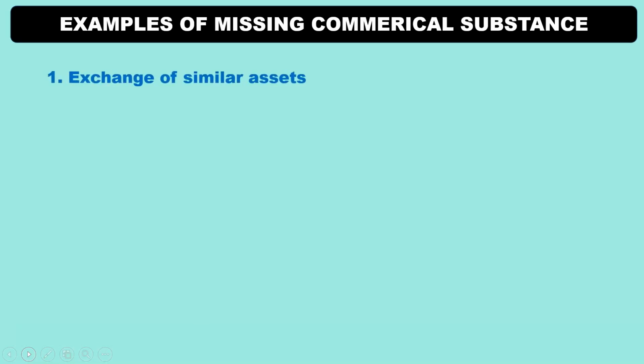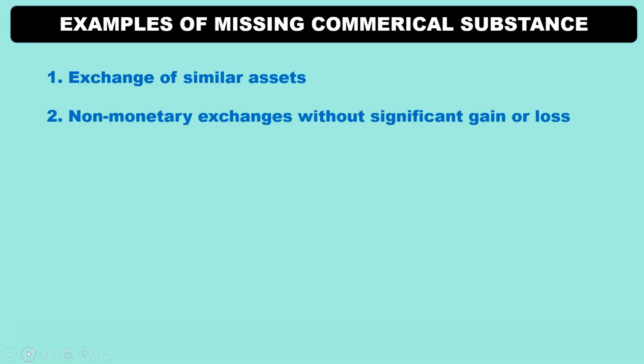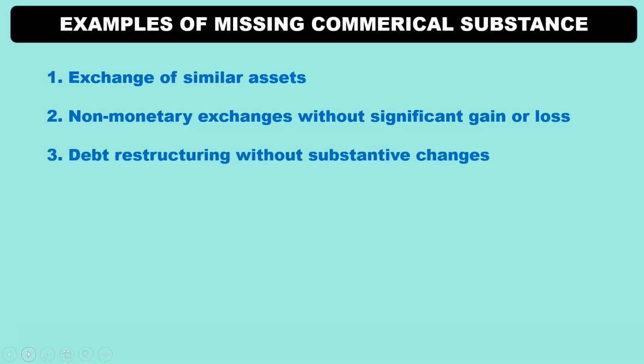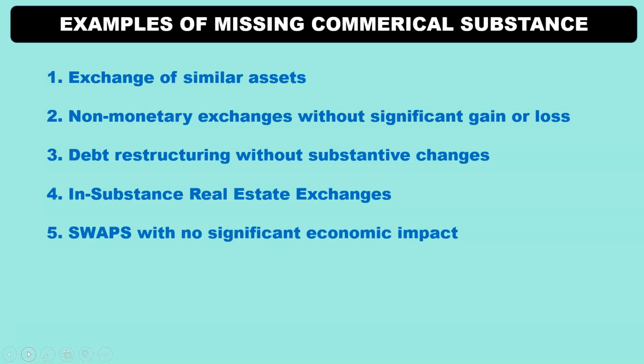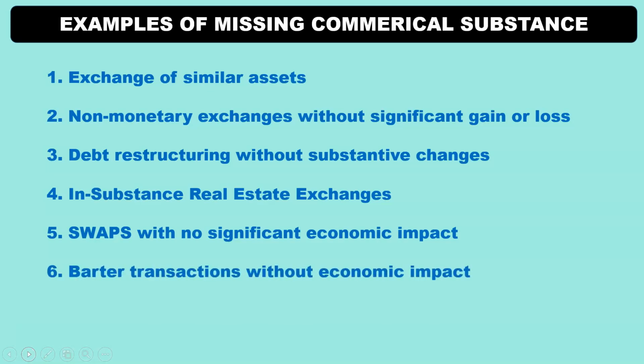Exchange of similar assets. Non-monetary exchanges without significant gain or loss. Debt restructuring without substantive changes. In substance, real estate exchanges. Swaps with no significant economic impact. Barter transactions without economic impact. Transactions with collusive intent. Let us look into these examples one by one.